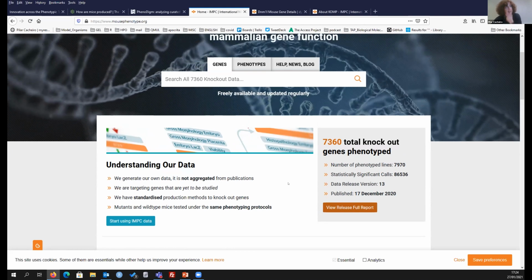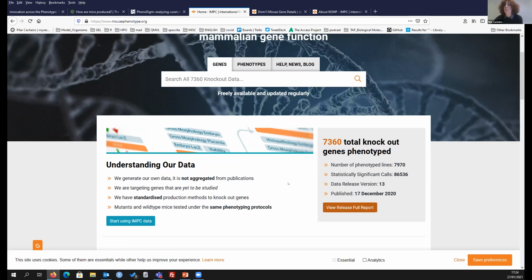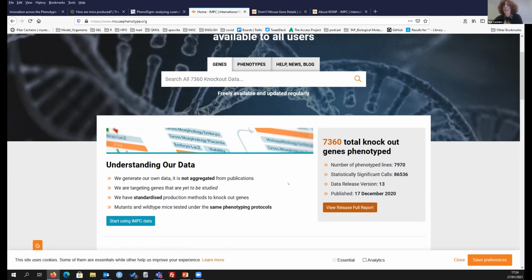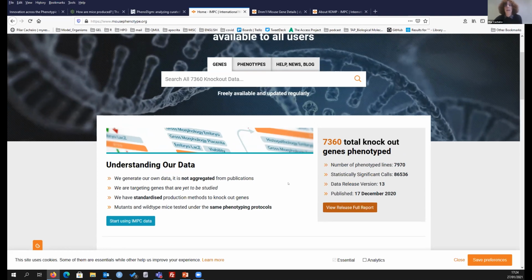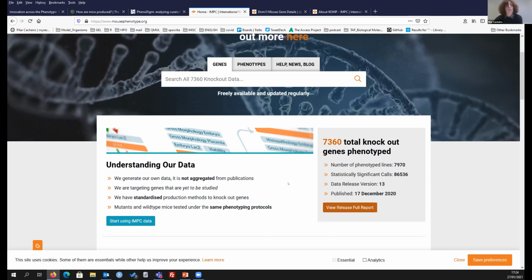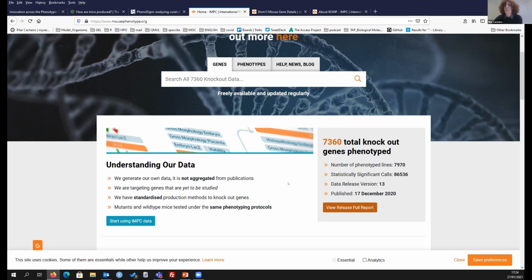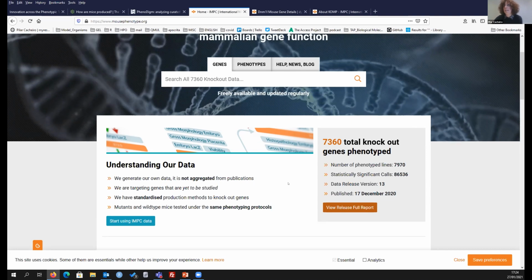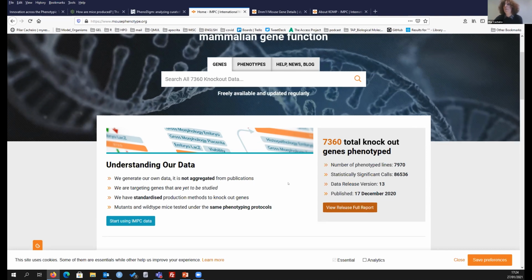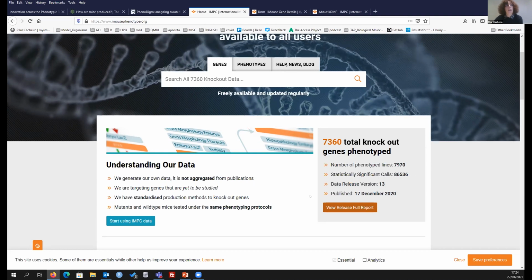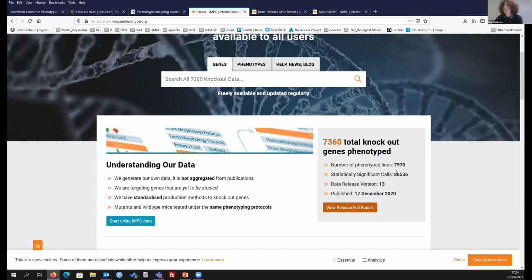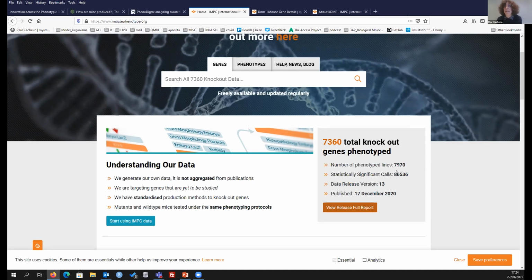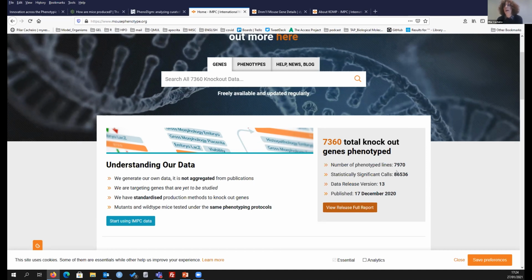And then we have these standardized phenotyping protocols that we apply to both the wild type and the mutant mouse. We apply the same standardized phenotyping protocols, and then through a series of statistical tests, we are able to assess the significance of the abnormal phenotypes that we observe. So, just a very brief summary of what the IMPC website or catalog might offer.